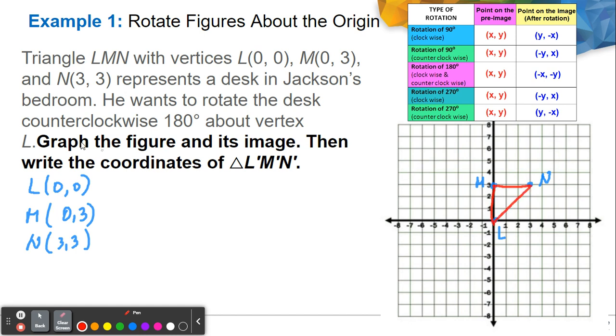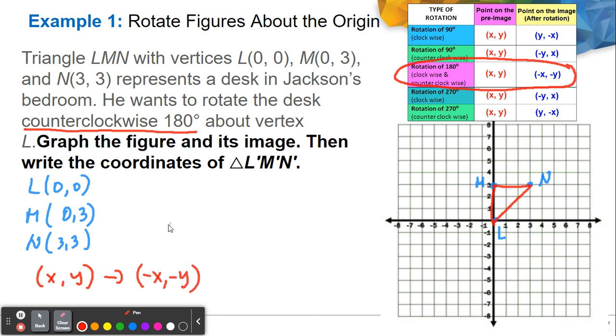This is our triangle that we are going to rotate. How are we going to rotate it? It says counterclockwise 180 degrees. Now let's find the coordinate rotation for counterclockwise 180 degrees. So remember I told you, for a 180 degree rotation, counterclockwise and clockwise are just the same thing. So for our rule, we will follow negative x and negative y. So we are going to get the opposite of our x and the opposite of our y. So let's write it here.